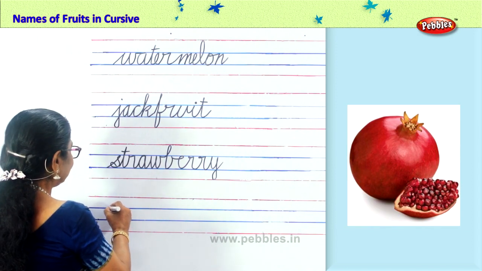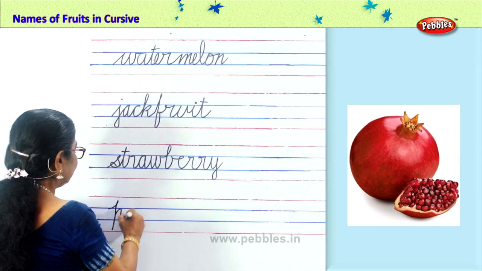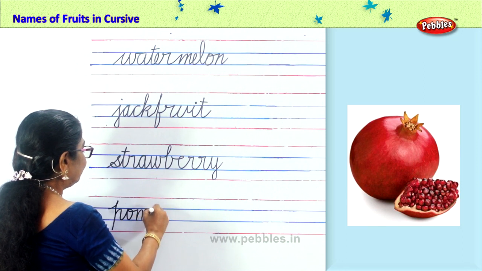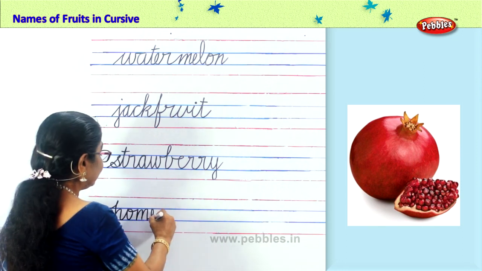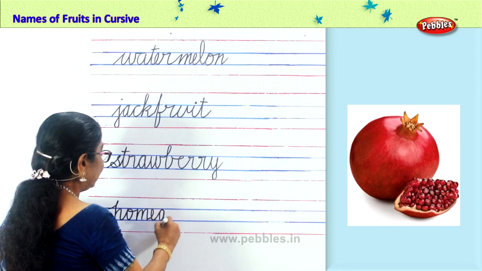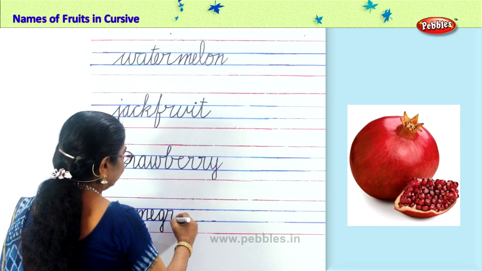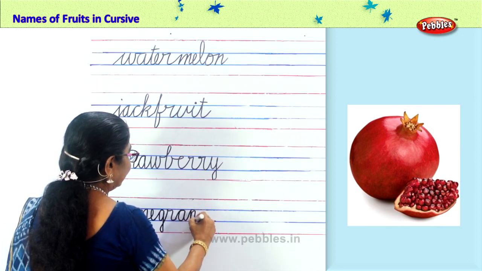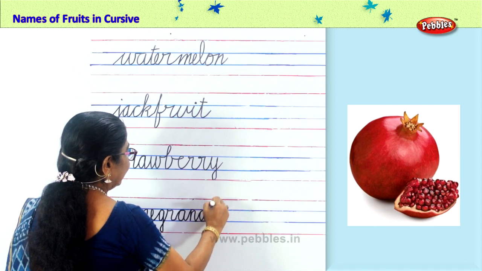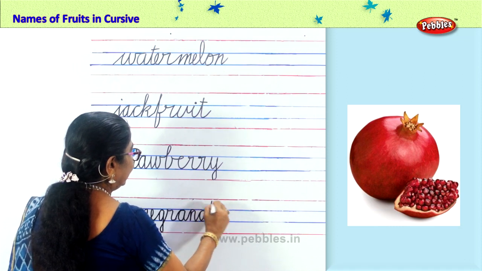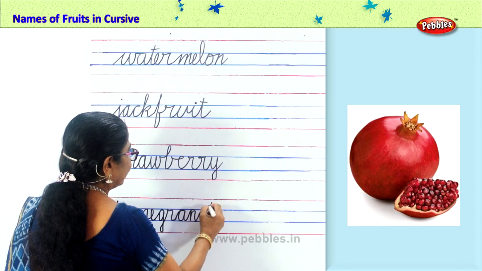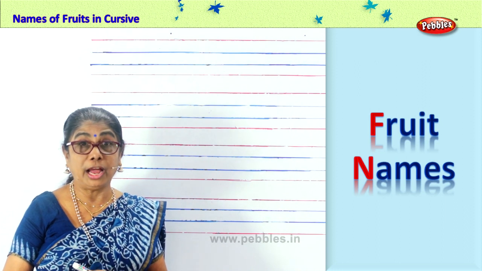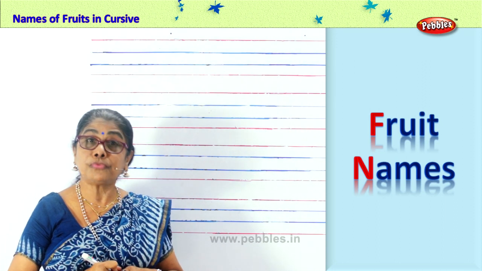P, O, M, E, G, R, A, N, A, T, E. Pomegranate. Okay? Good. Let's write now some more names of fruits.